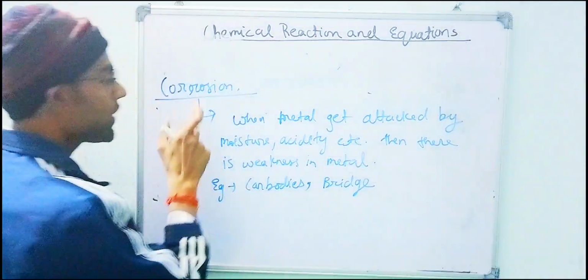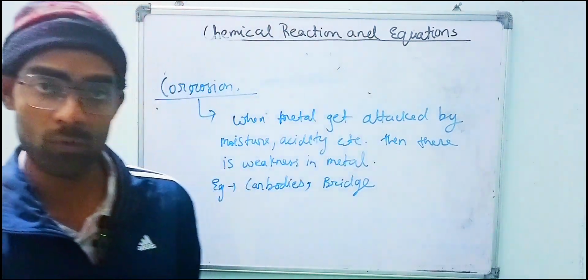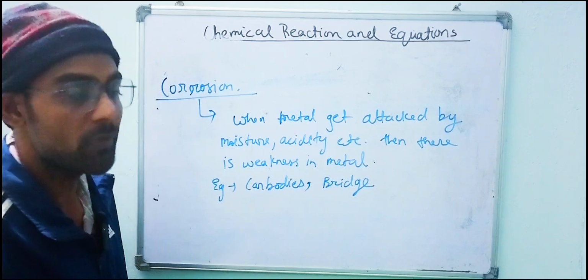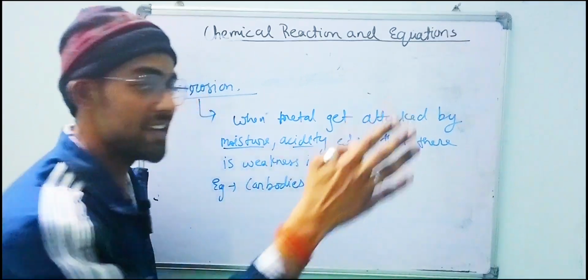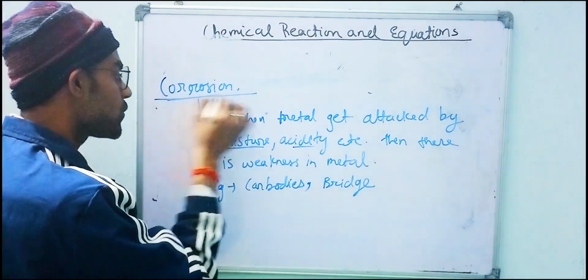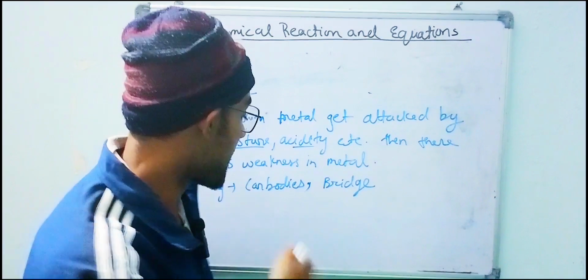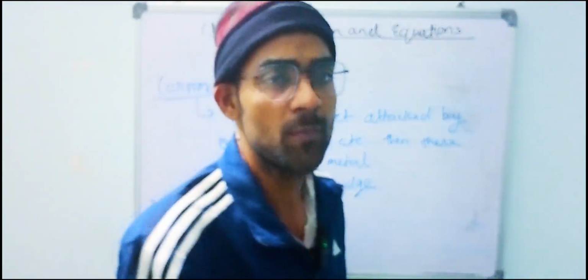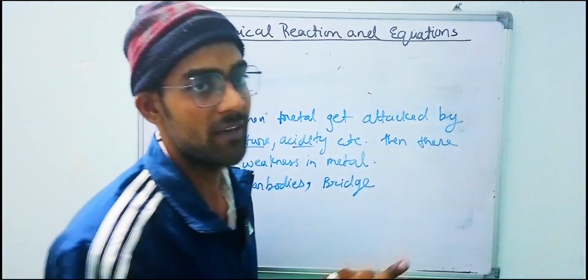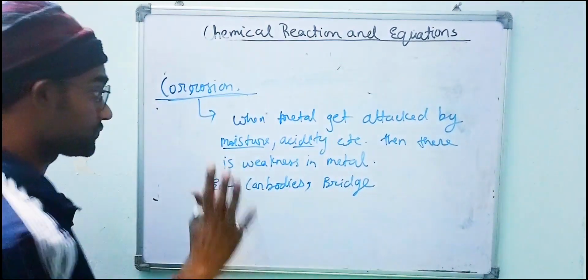So basically, what is corrosion? When a metal gets attacked by moisture and acidity, over a time period it becomes weak because of these attacks. This is known to be corrosion. For example, if we see car bodies and bridges, over a time period they become weak because of corrosion. In each and every metal, corrosion takes place.